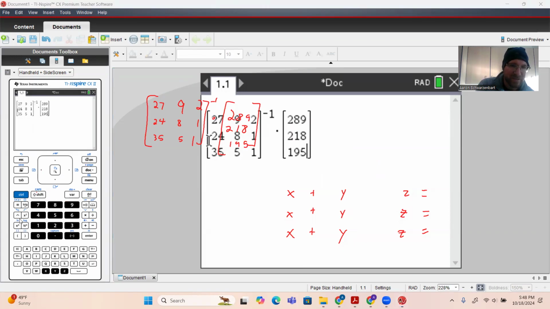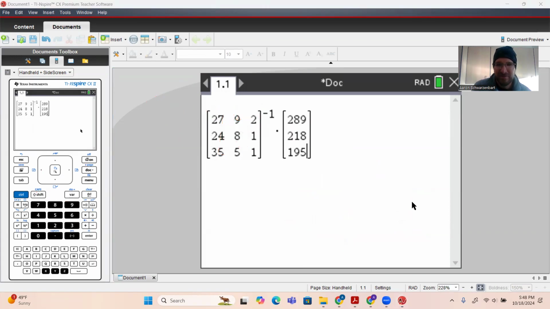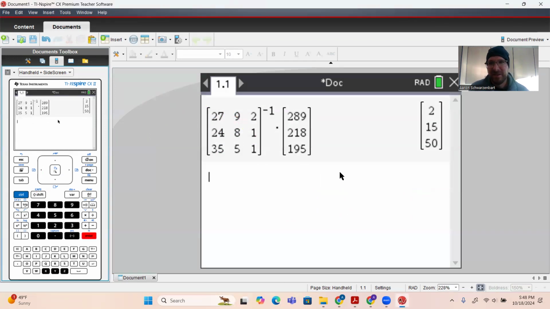I'm going to clear everything out of the way here. Okay. I hit enter. So that looks like 2 points for practice wins, 15 points for city tournament wins, and 50 points for regional tournament wins. So X was 2, Y was 15, and Z was 50.